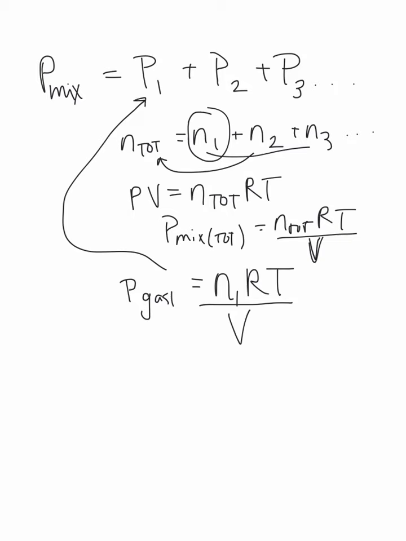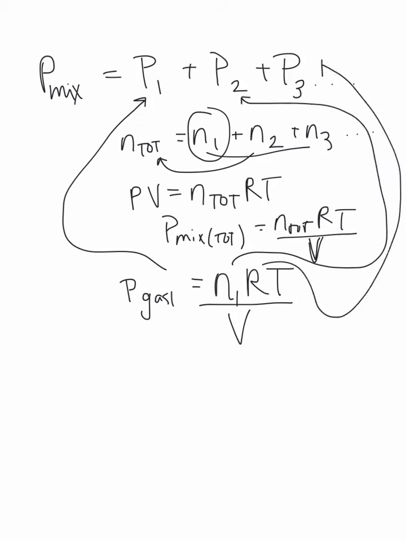We can plug it back into our equation to then solve either for the P mix, or if we know the P mix, to solve for the pressure of a different gas. We could also repeat this with gas 2 to find the partial pressure for gas 2, or with the moles of gas 3 to find the partial pressure of gas 3.